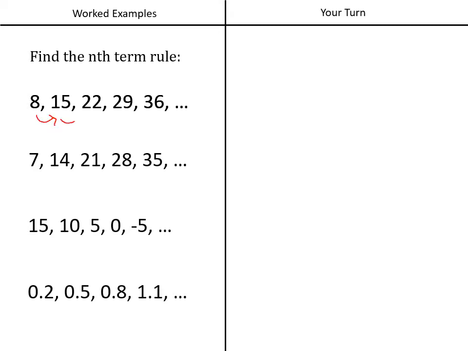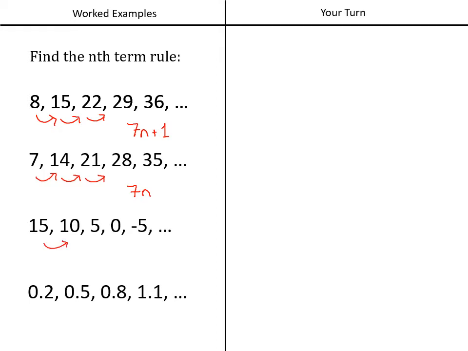Here I'm adding 7 each time, so I can write 7n. To get from 7 to 8, I add 1. In the next one, I'm adding 7 each time, so I write 7n. And then I'm already there. I don't need to add anything. And that's my 7 times tables.